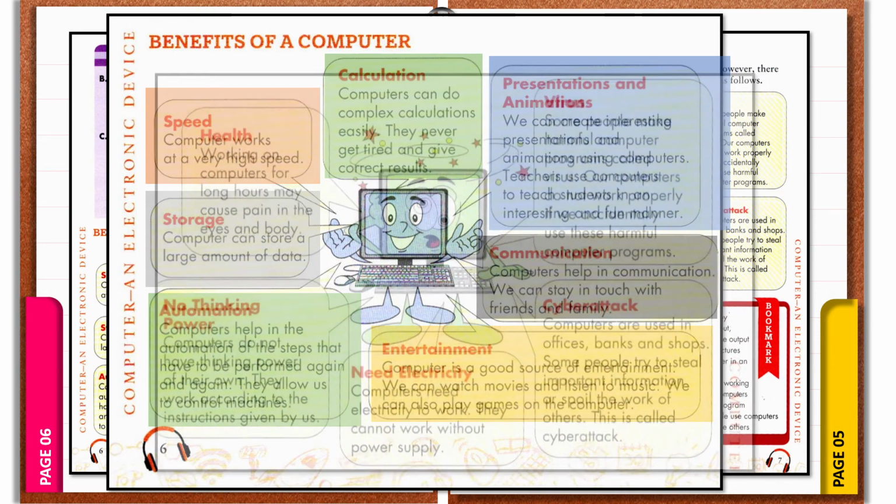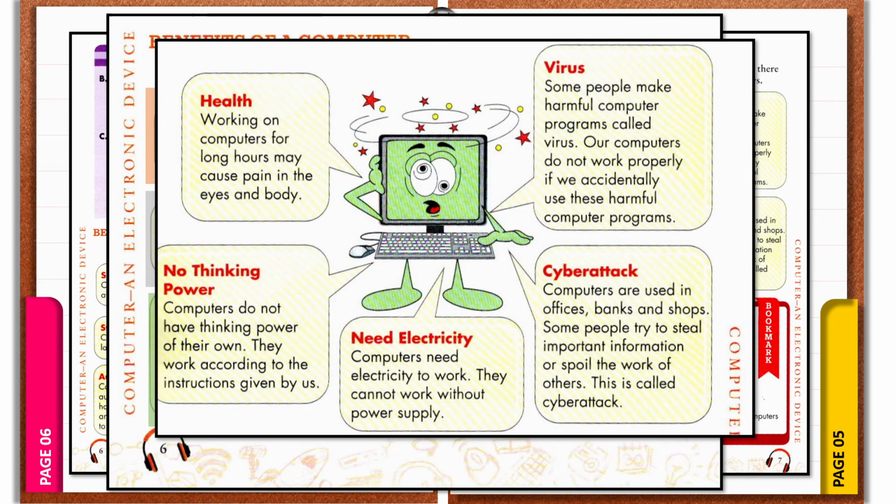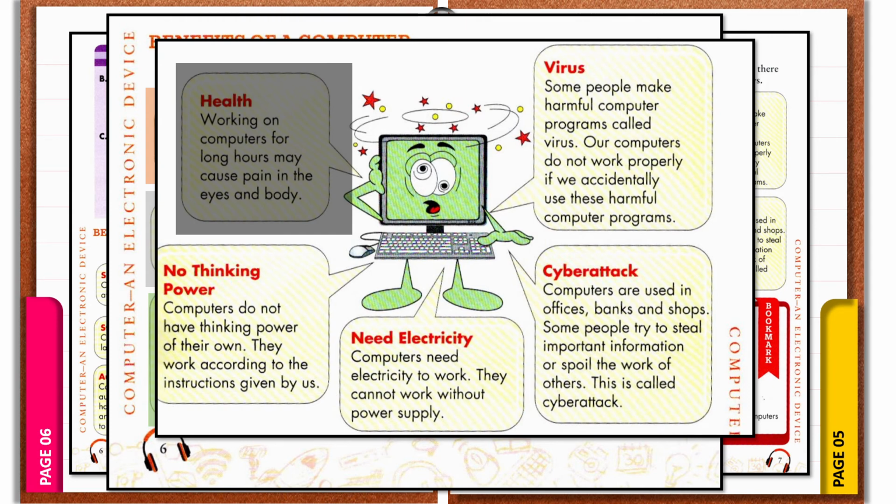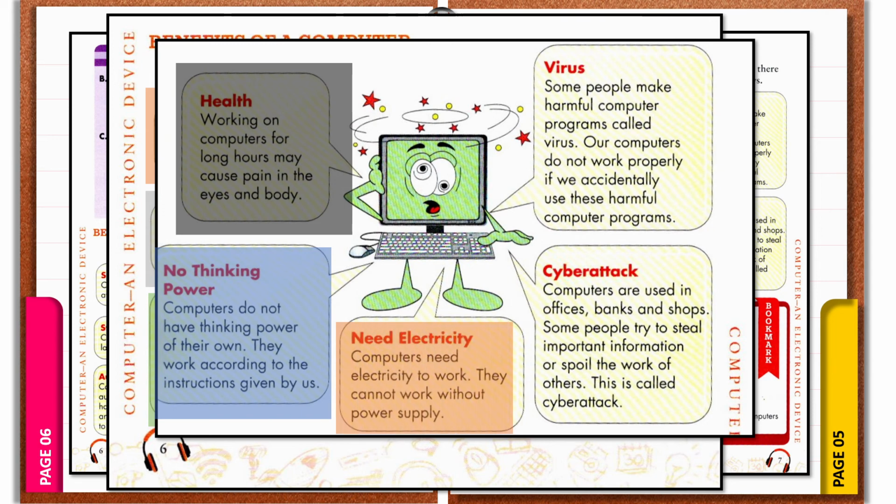There are some drawbacks of using computers, and they are as follows. Health. Working on computers for long hours may cause pain in the eyes and body. Number 2. No thinking power. Computers do not have thinking power of their own. They work according to the instruction given by us. Number 3. Need electricity. Computers need electricity to work. They cannot work without power supply.